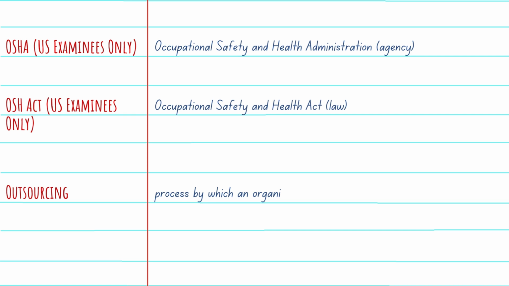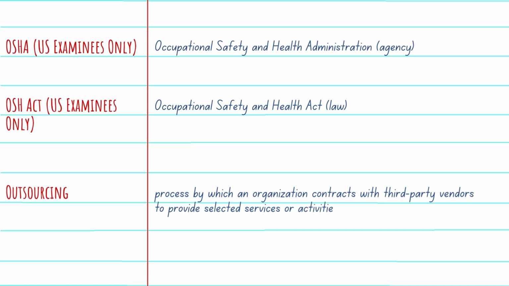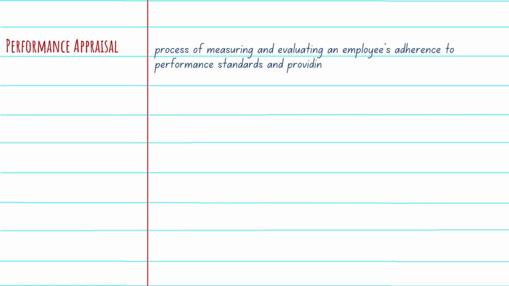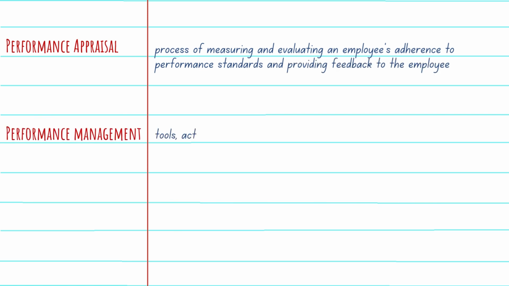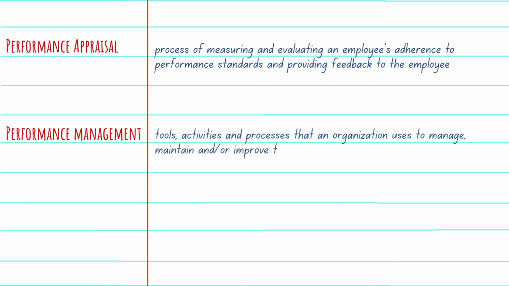Outsourcing is a process by which an organization contracts with third-party vendors to provide selected services or activities instead of hiring new employees. A performance appraisal is the process of measuring and evaluating an employee's adherence to performance standards and providing feedback to the employee. Performance management includes the tools, activities, and processes that an organization uses to manage, maintain, and/or improve the job performance of employees.